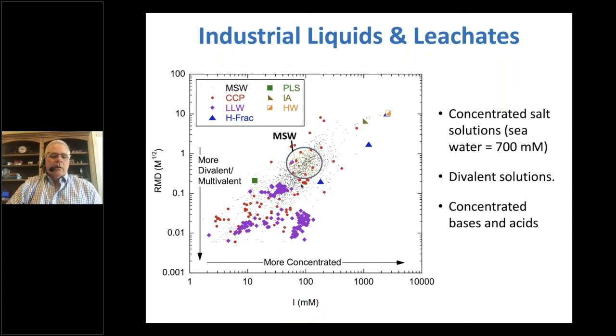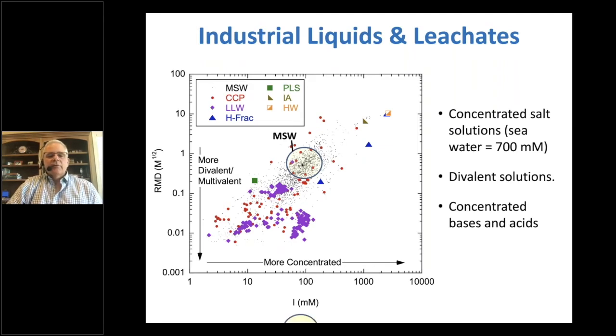And so our municipal solid waste leachates, if we make a graph of RMD versus ionic strength, so the two master variables I talked about before, again, to the right is more concentrated, and then to the lower left or a smaller RMD is more divalent. The MSW leachates, which is that cluster of very fine black dots, on average, they tend to fall right in the middle. They're just ideally suited for GCLs, or GCLs are ideally suited for MSW leachates.